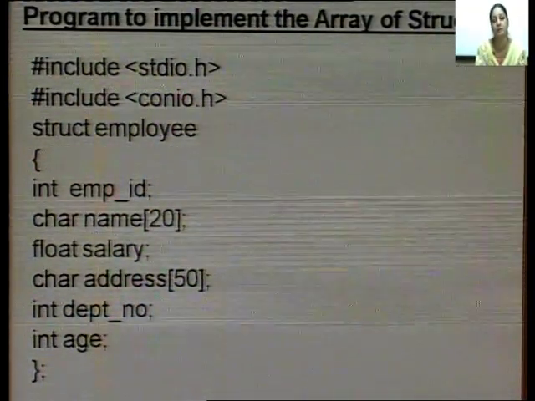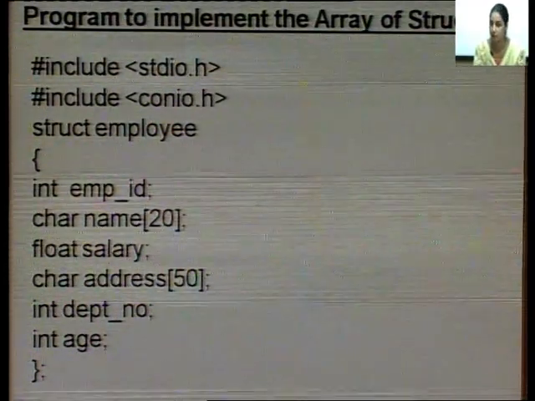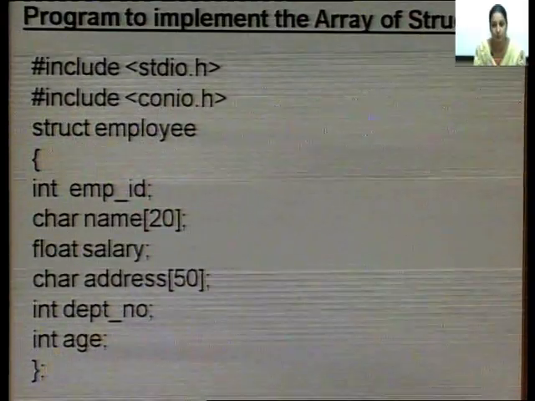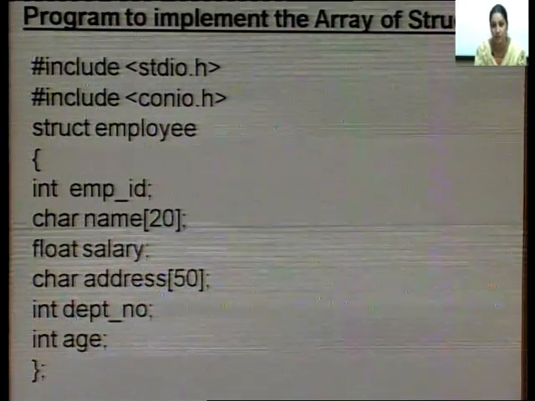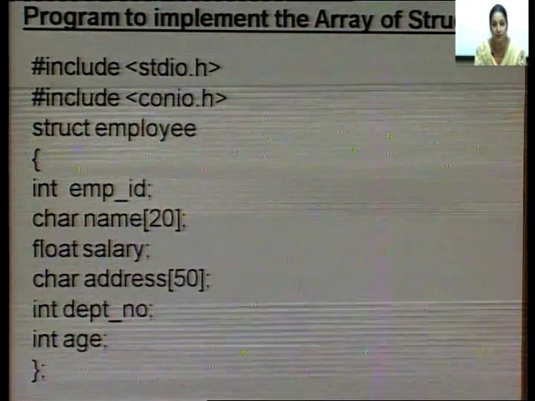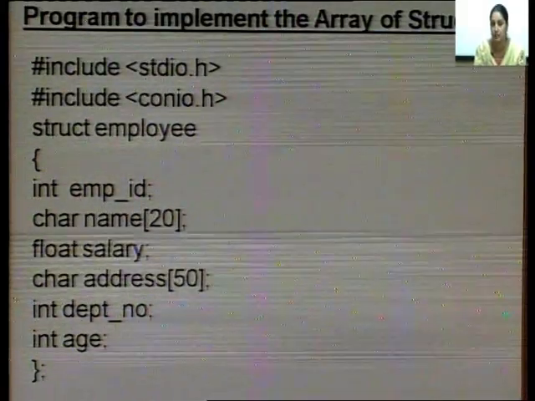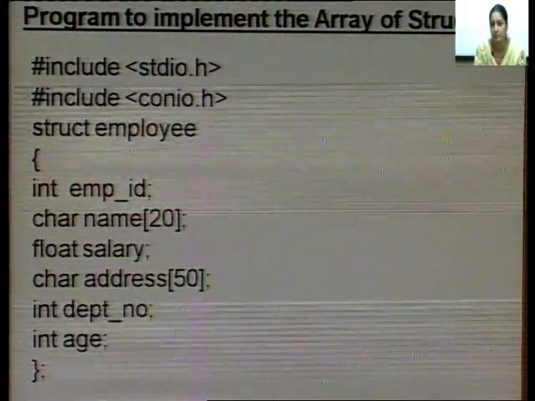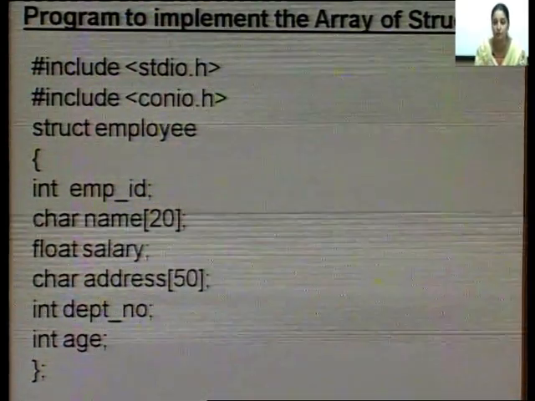Now the program to implement the array of the structure. I can define the structure the same way as in the previous program. Firstly, I give the header files, that is #include <stdio.h> and #include <conio.h>. After that, there is a struct employee. This is a structure for the employee. It contains employee ID, name, salary, address, department number, age, all similar to the previous one.